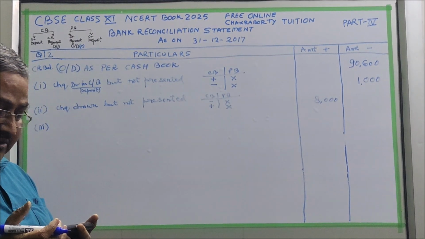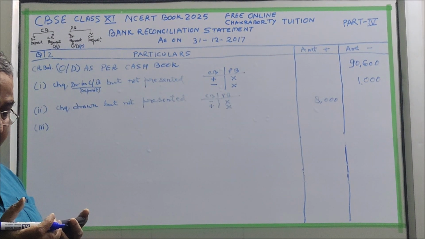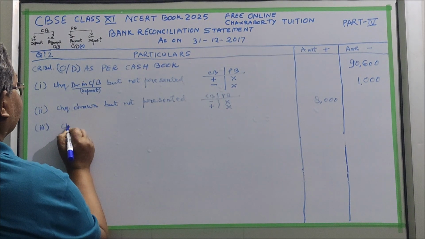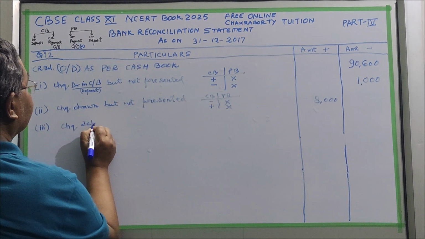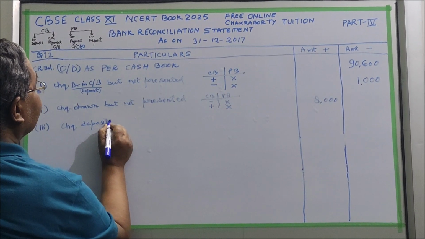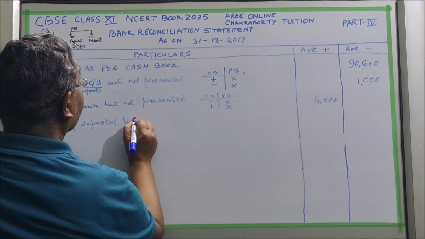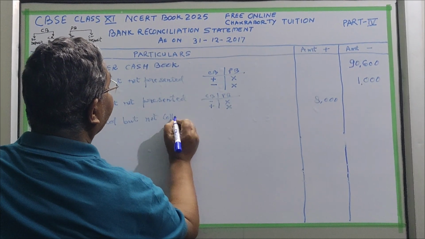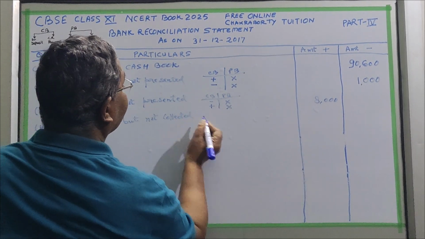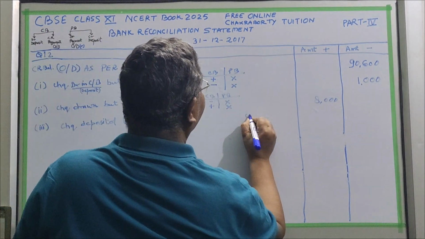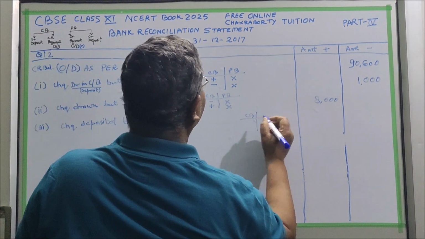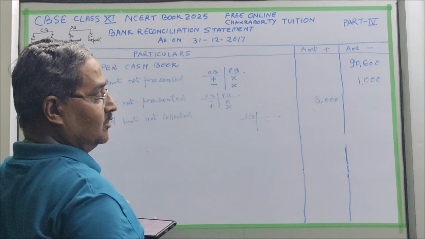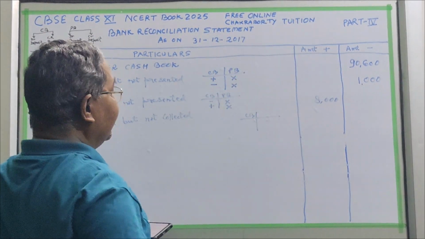Check totaling 1,500 deposited in the bank but not yet collected. Check deposited but not collected. Collected means not yet credited to your account. The bank collects your checks from the different banks. Suppose you have an account with the State Bank and the check you have deposited is for Punjab National Bank. So State Bank will collect that amount from PNB and deposit it.